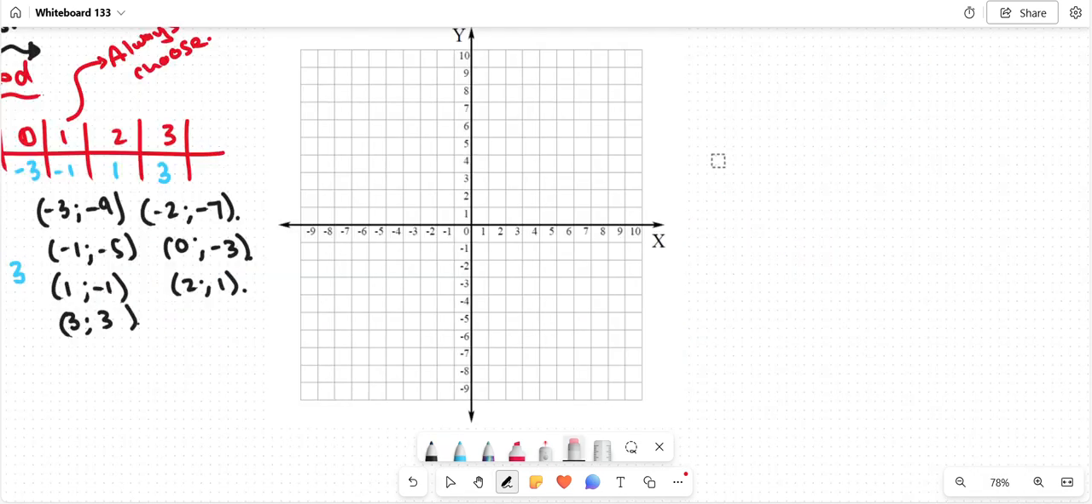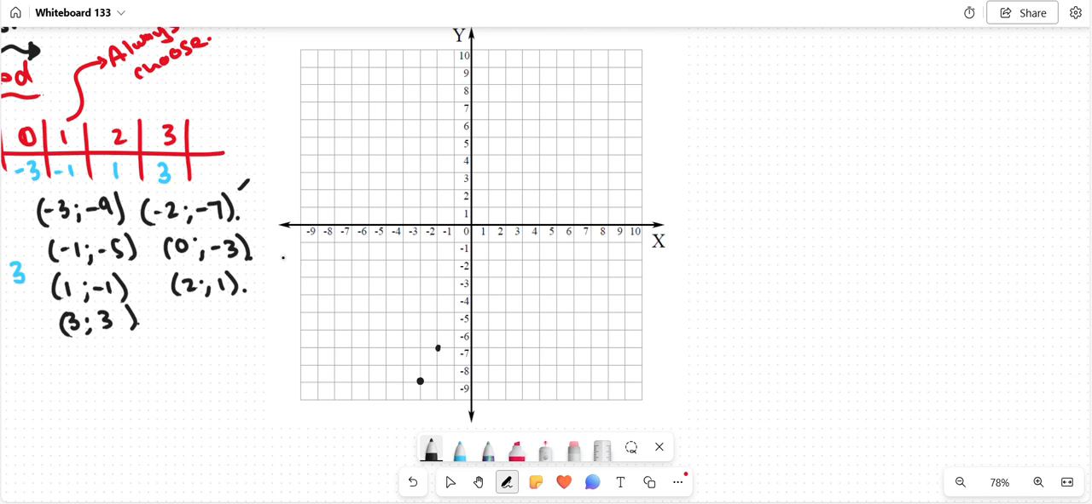Alrighty, so there's our Cartesian plane. Let's plot these. So -3, this is the line for -1, this is for -2, so this is -3 for the x, and that corresponds with the -9 for the y. So we'll have a point right there. You literally need to put it where the lines meet. The next one is -2 and then -7. So that would correspond with that point.